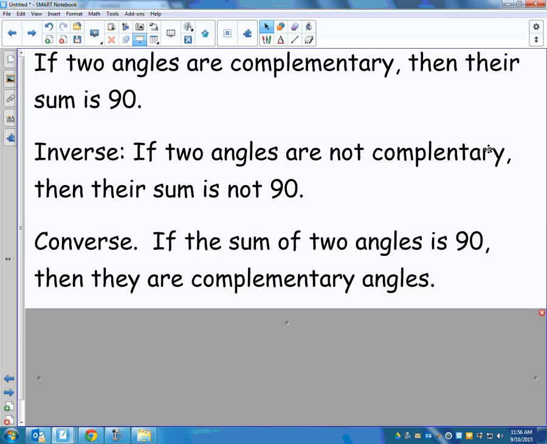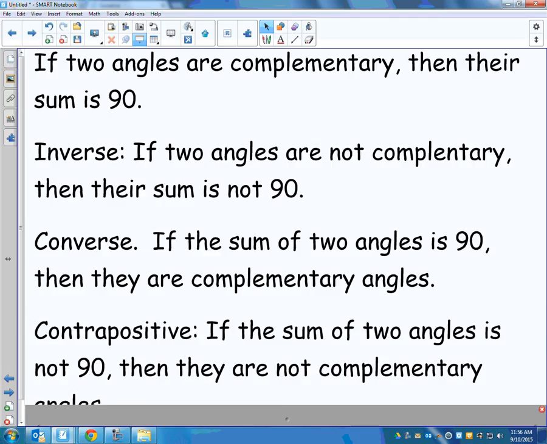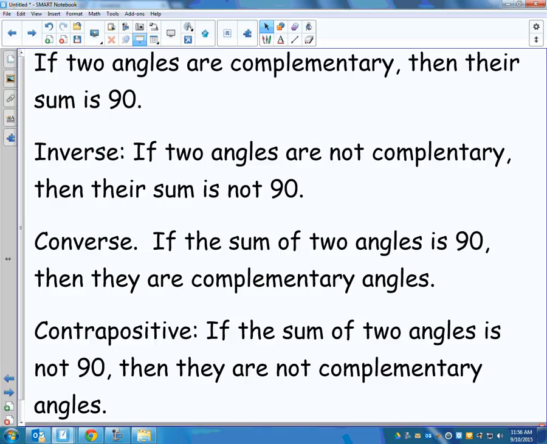Converse, you switch it around. If the sum of two angles is 90, then they are complementary angles. True or false? True. Contrapositive, negate that. If the sum of two angles is not 90, then they are not complementary angles. True. We're going to talk tomorrow about an if-and-only-if statement. If it's true both forwards and backwards, so if the converse and the conditional statement are true, then all of those would be true, and you can write it in a different way. It's a definition. Learn these words, okay?